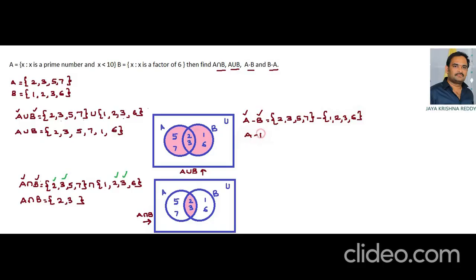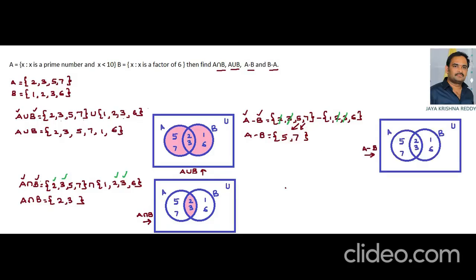So for A minus B, first you have to cancel the common elements from both the sets. So 2 is a common element and 3 is also a common element of both the sets. So write the remaining elements from the first set. Those are nothing but 5 and 7. This is A minus B. Now shade the region which represents A minus B. So this is the part which represents A minus B.